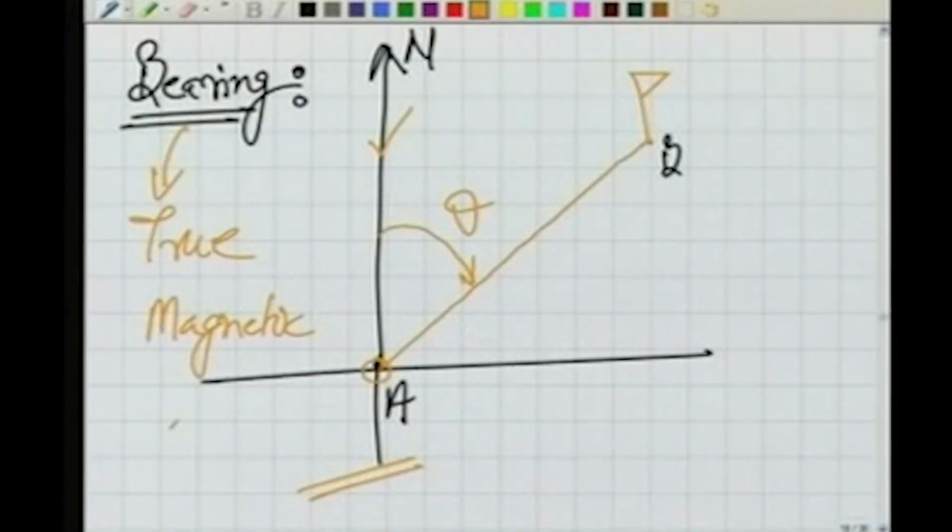Now how do we make use of the bearing? This is what we will see now. In order to understand the use of bearings, we will have to understand the systems: how do we write the bearings?